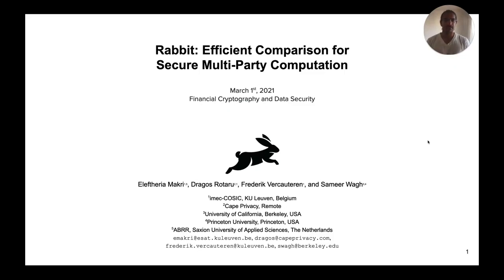Together with Eleftheria and virtual Dragos, we'll be presenting our work called Rabbit on efficient comparison protocols in the field of multiparty computation.